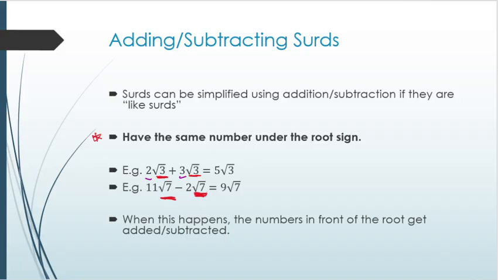Same case with the second example, 11 root 7 minus 2 root 7. We can see that they are like surds because the number 7 is that like term. So you just go 11 minus 2, which is 9. Okay?